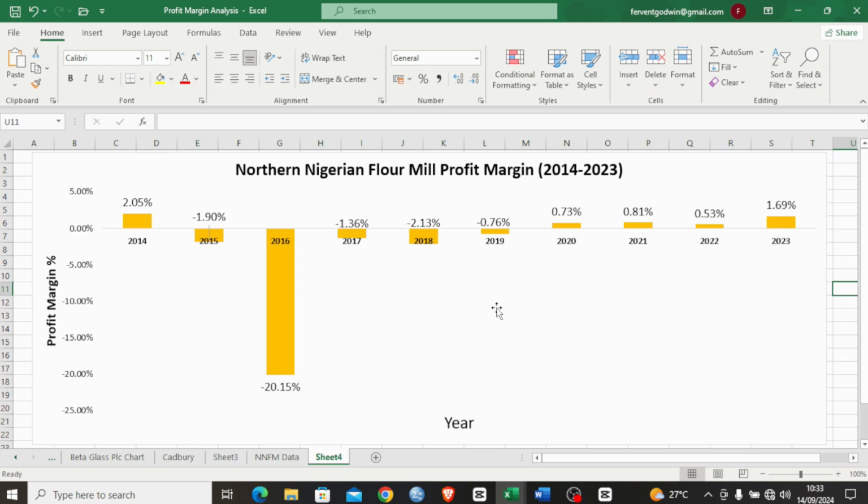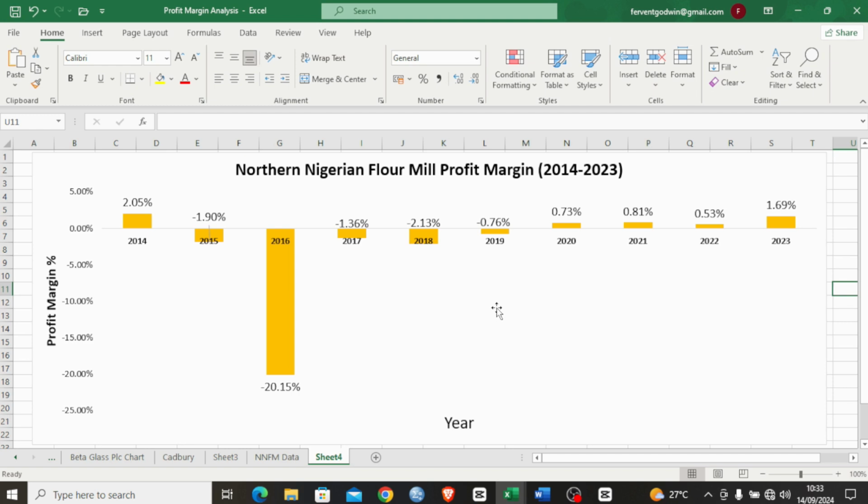As is the custom of every company, they have future plans. The future plans of this company are to expand their production capacity, diversify their product range, and explore export opportunities, because every company now wants to earn in dollars, and the only way to do that is to explore export opportunities. Northern Nigeria Flour Mills has also spotted that opportunity, and they are willing to leverage it.